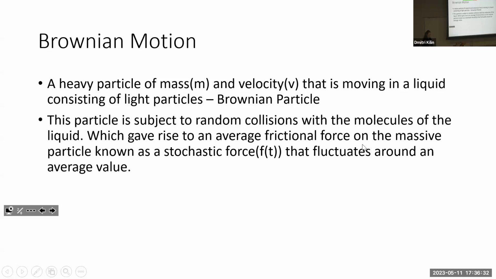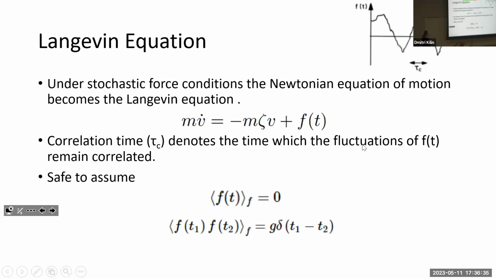This is very important in the first equation, the Langevin equation, because this information is actually used to make the equation itself. Under that stochastic force condition, the Newtonian equation of motion becomes the Langevin equation, which is given here, where this is the stochastic force I talked about on the last slide, M is mass, V is velocity, and the fancy C is a coefficient describing the friction between the particle and the bath.